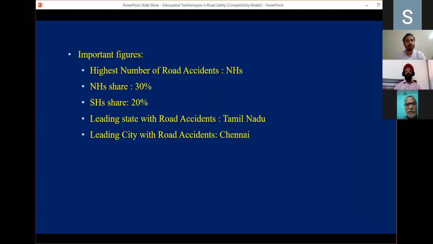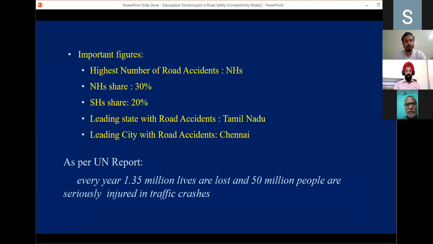The important figures in these stats: you can see that the highest number of road accidents are on national highways. National highways' share of road accidents is 30%, state highways' share is 20%. The leading state with road accidents is Tamil Nadu, and the leading city is Chennai. So these are the important figures when we talk about road accidents.